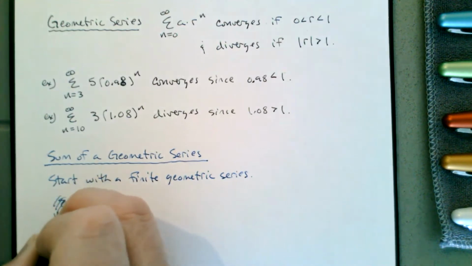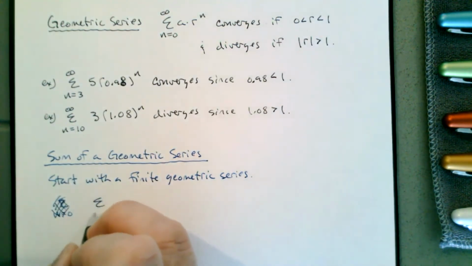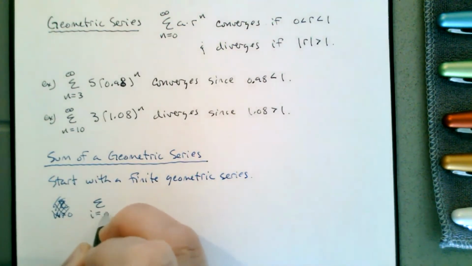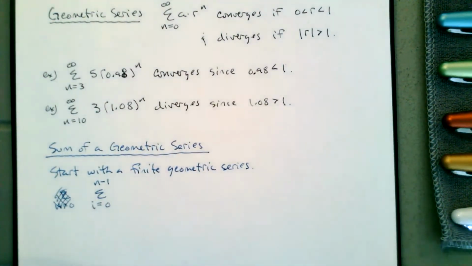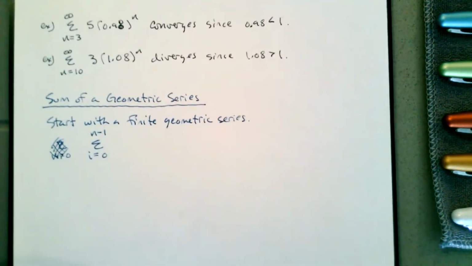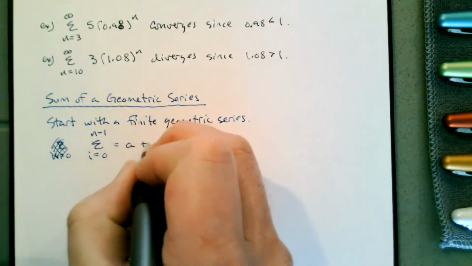Oh, dang. If I want n terms, I don't get to use n for my index. I want n terms, so I'm going to start the counting at 0. Another very mathematician thing to do. Start the counting at 0. So the first term is a. The next term is a times r.